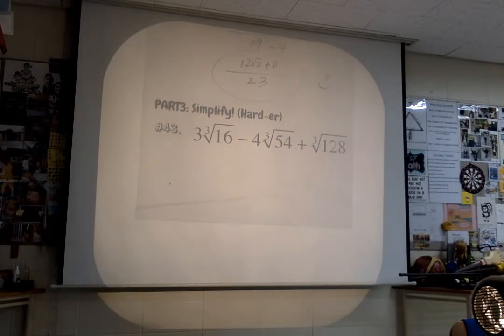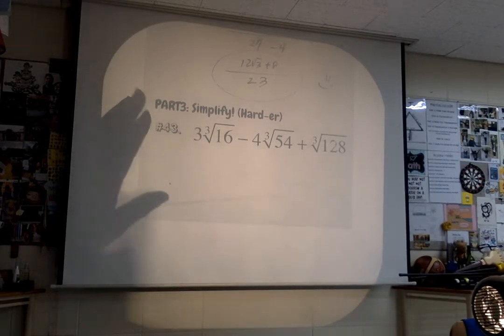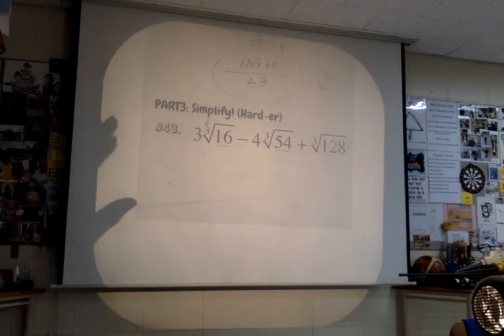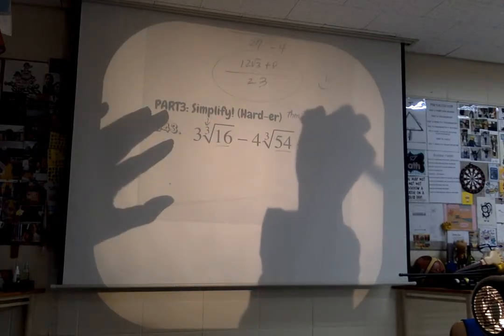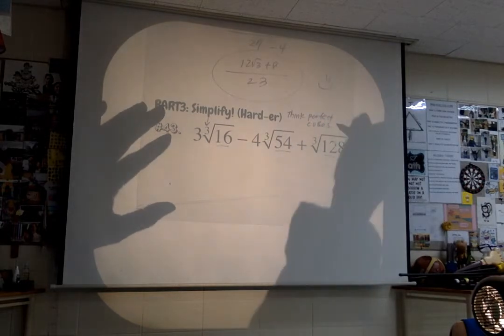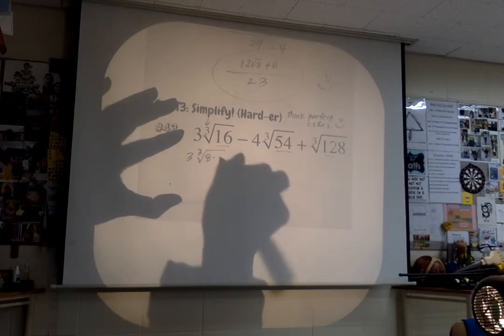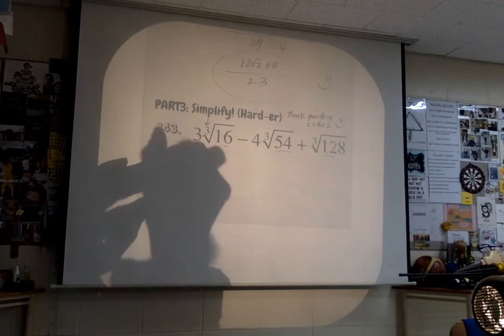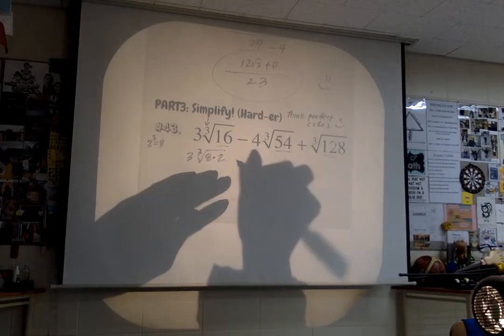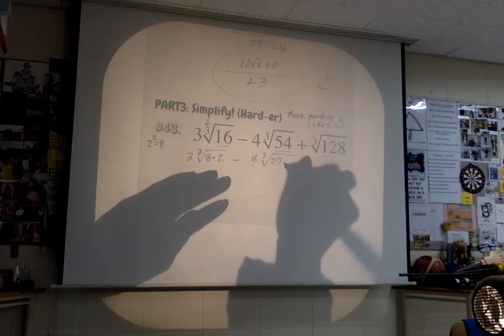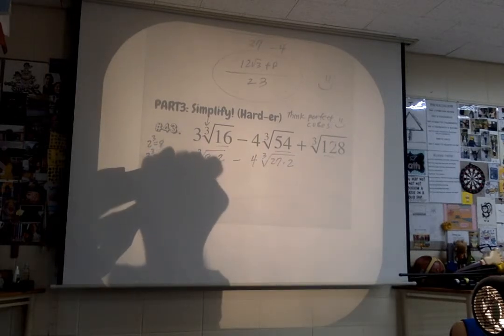Now, part 3 is just a harder simplification. Just make sure they're all the same indices, but we should actually simplify these guys, right? Now the index is 3, so think perfect cubes, okay? All right, let's do this. So now, 3 cubed, now it's 8 times 2, right? Because 2 to the third is 8, right? Okay, minus 4 cubic root of, how about 54? You got it, 27 times 2, because 3 cubed is 27.